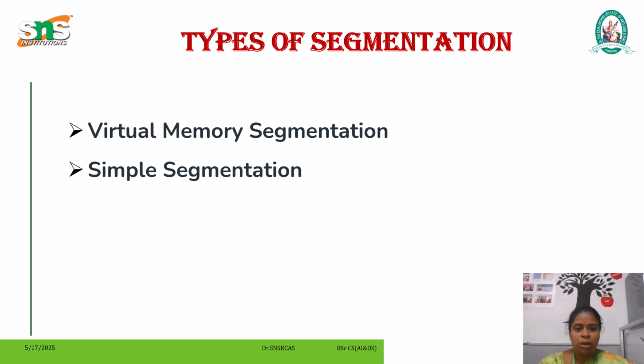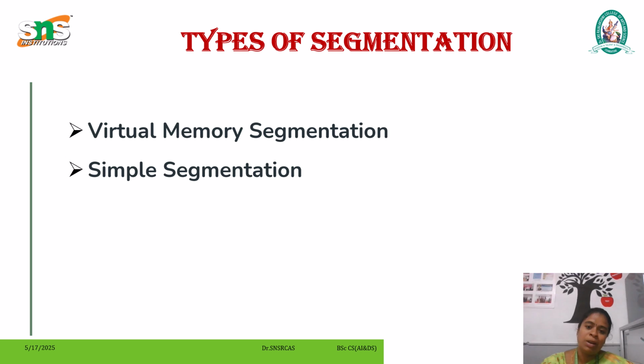Next one, types of segmentation. There are two types of segmentation, one is virtual memory segmentation, another one is simple segmentation. Virtual memory segmentation is where each process is divided into a number of segments, but the segmentation is not done all at once. The segmentation may or may not take place at the runtime of the program. Simple segmentation is where each process is divided into a number of segments, all of which are loaded into memory at runtime, though not necessarily contiguously.